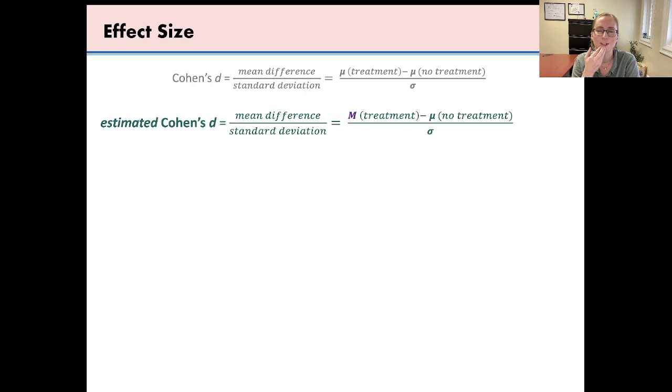Because we don't actually have the value for the treated population, right, we have the treated sample, and we're saying that hopefully my sample is representative of the population. So more appropriately, we call it the estimated Cohen's d, and we replace not mu of the population, but the mean of your sample that was treated against the mean of the population without treatment, which is your null hypothesis, right, over the standard deviation.